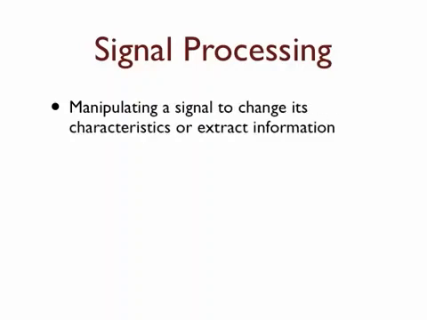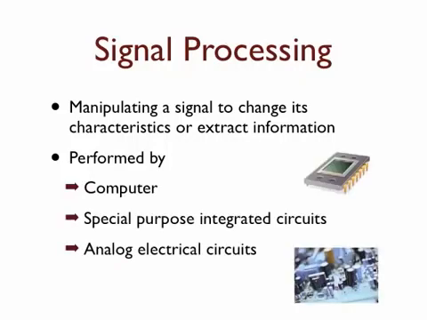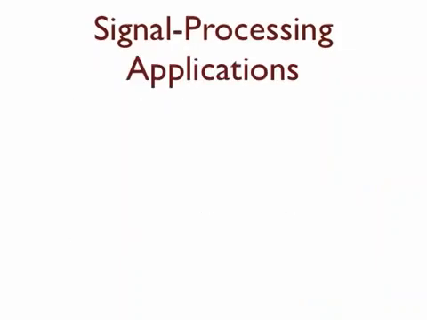So signal processing involves manipulating a signal to change its basic characteristics or to extract some information from it. These manipulations are usually done by either a computer, a special purpose integrated circuit, or an analog electrical circuit. The computer and the special purpose integrated circuits typically are programmable, and in that sense they have an advantage because they can be adapted to different scenarios and situations.